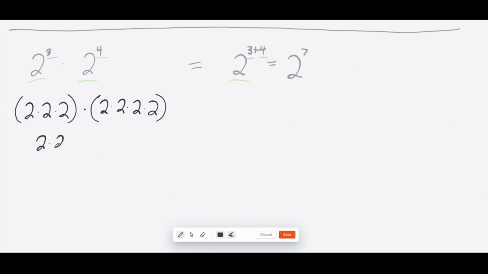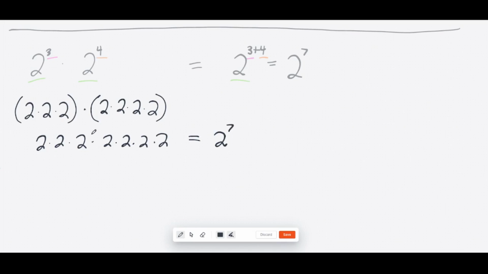But if you break it down, we're going to have 2 times 2 times 2 times, and then without the parentheses, 2 times 2 times 2 times 2. And you can see that this is actually equal to, what is this? This is 2 multiplied by itself 1, 2, 3, 4, 5, 6, 7 times. By definition, that is 2 raised to the 7th power, because that's what the exponent means. The 7th power means that we need to multiply 2 by itself 7 times, which we do here.